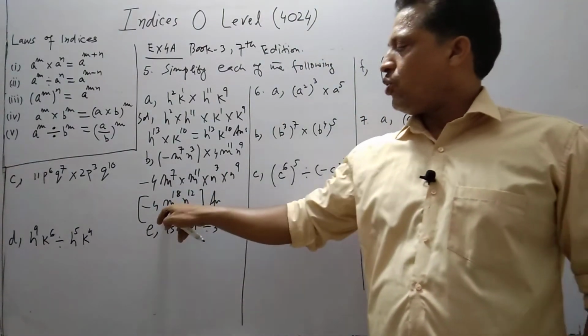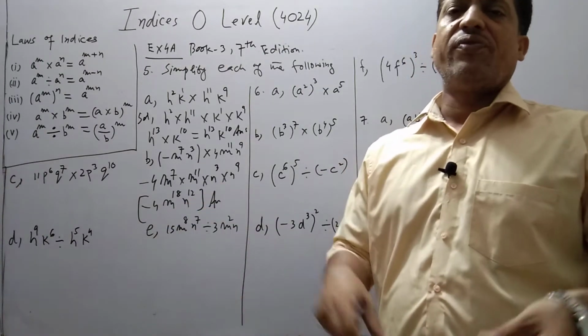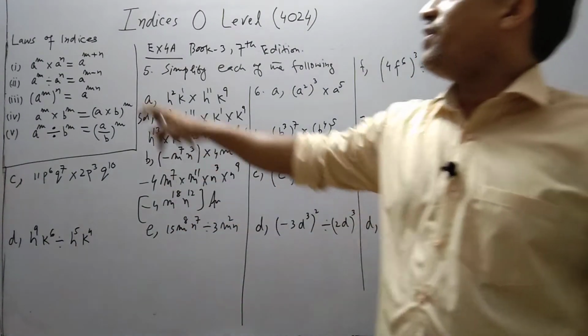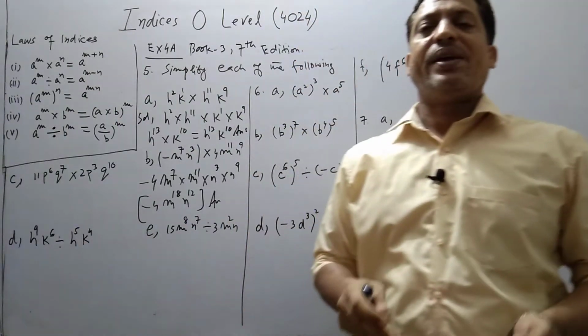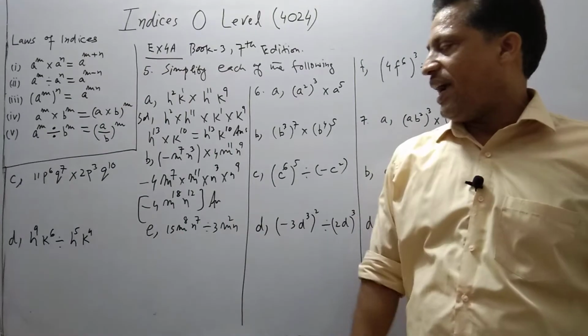As there is no relation between m and n, we cannot add power of m and power of n, because first law says if bases are same and both bases are multiplied, then power will be added.